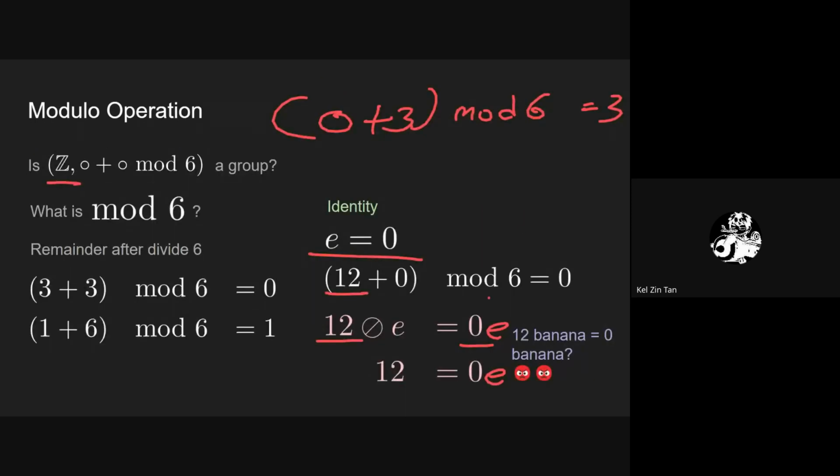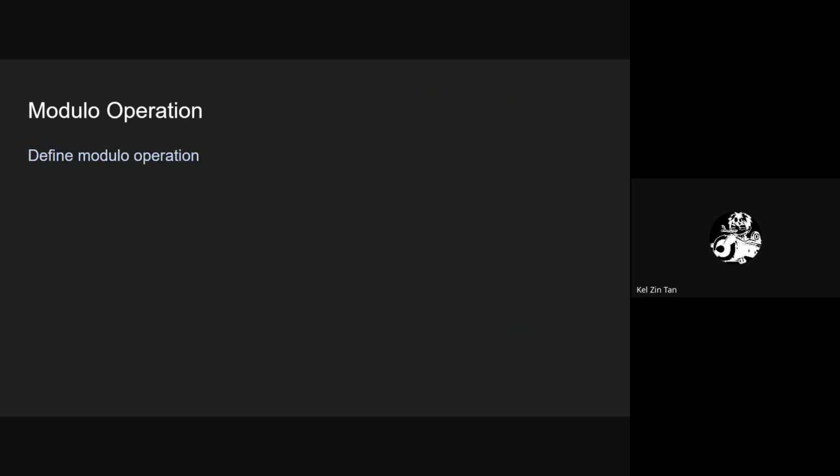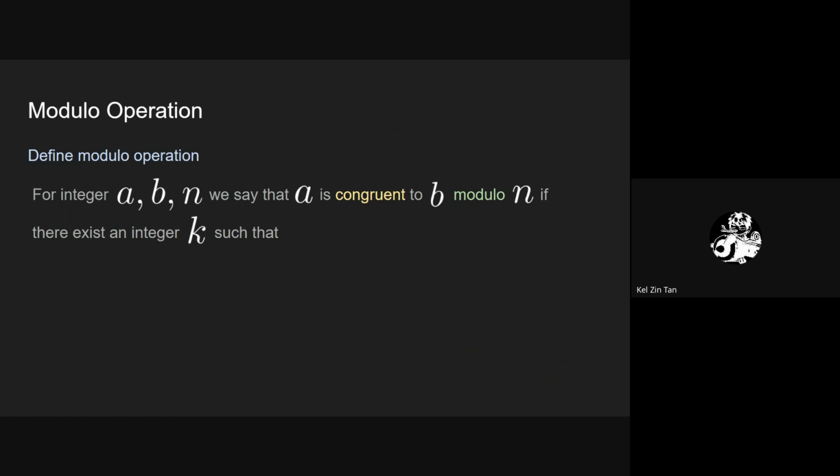Although it is not a group, it still seems to be a very good candidate for us to construct a group of the same size. But we want to say that 12 is equal to 0, so how do we even do that? For that, we have to redefine our modulo operation. We say that for integers a, b, and n, a is congruent to b modulo n if there exists an integer k such that a minus b is equal to kn.